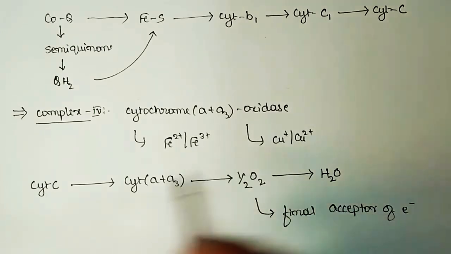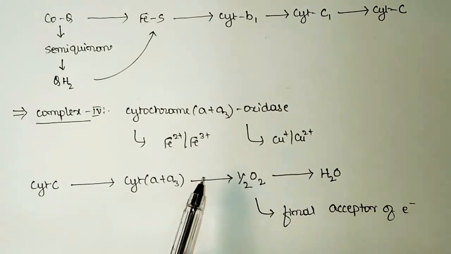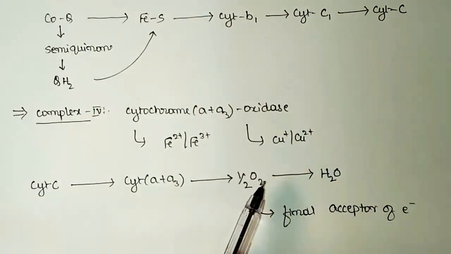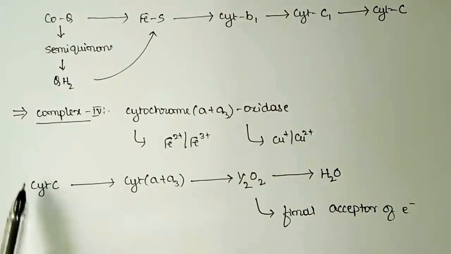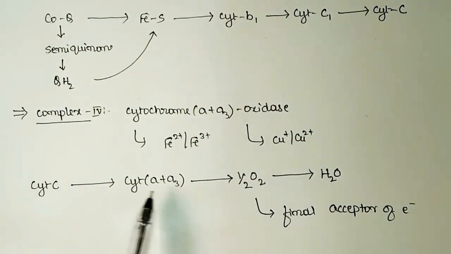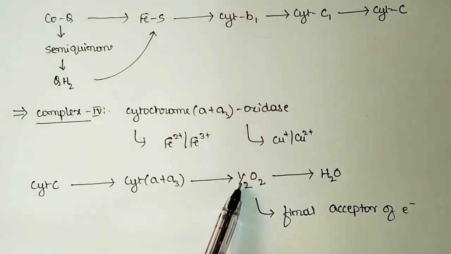One doubt may come to our mind. Oxygen can receive electrons directly from NADH or directly from FAD or directly from FMN. So why should the electron transfer occur in all these sequences, and finally come to cytochrome A plus A3, and only then go to oxygen? The question may come to our mind.